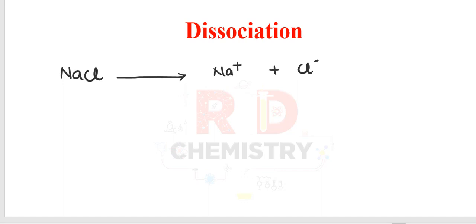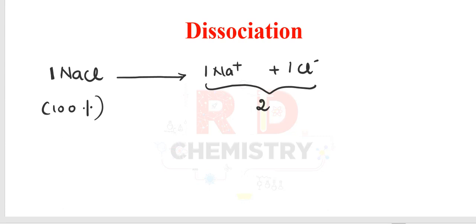Now, assuming 100% is ionized or dissociated, the number of particles after dissociation is equal to 2. Initially we are using 1 particle, sodium chloride. 1 mole will give 2 moles of particles. Therefore, Van't Hoff factor is equal to the number of particles after dissociation divided by the number of particles before dissociation, which is 2 divided by 1, equal to 2 in this case.